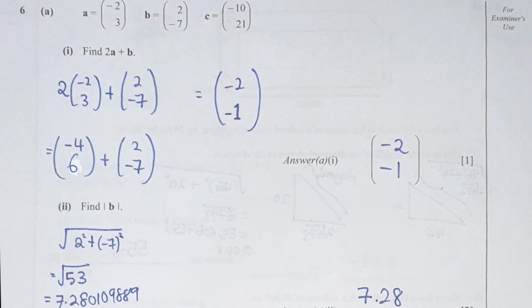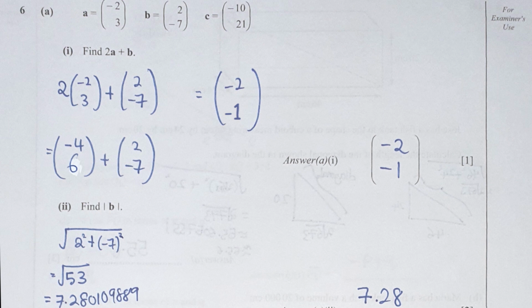Question 6 part A. Okay, pretty straightforward for the first question. 2a plus b, so I took the 2, multiplied to both negative 2 and 3, you get the results of negative 4 and 6. Then plus 2, negative 7, you get the final results of negative 2, negative 1.